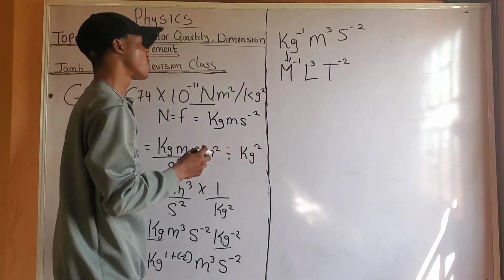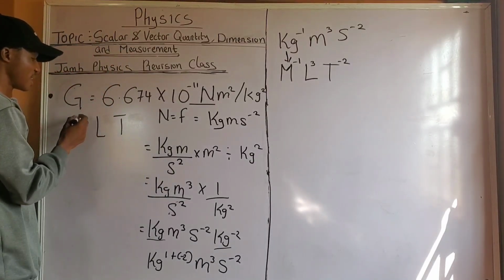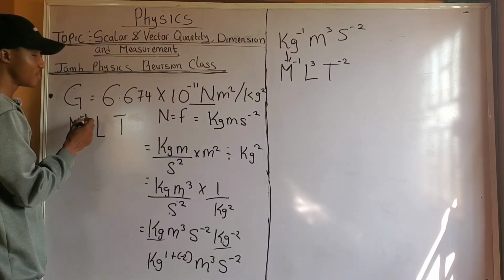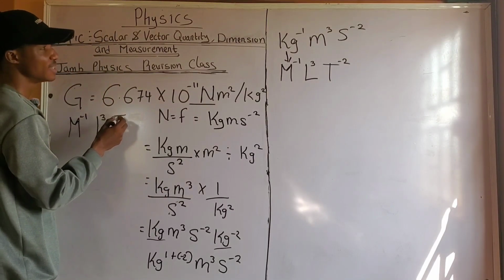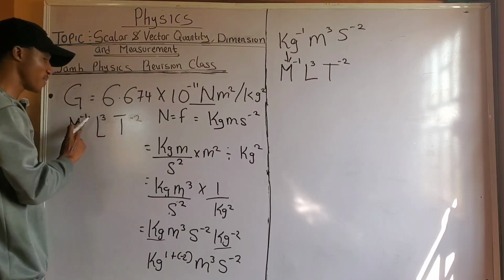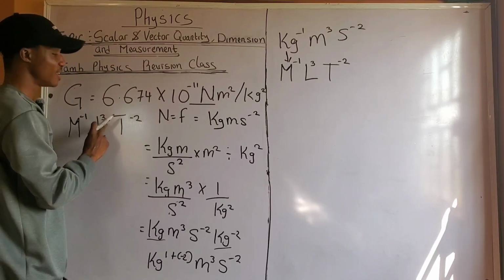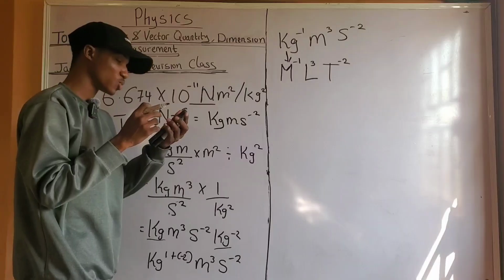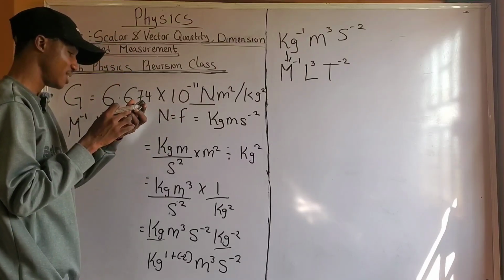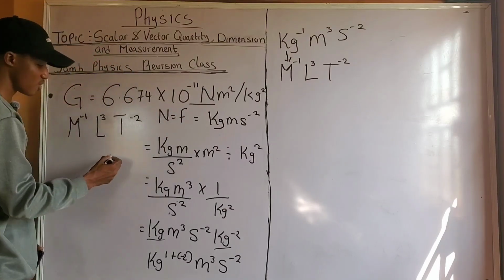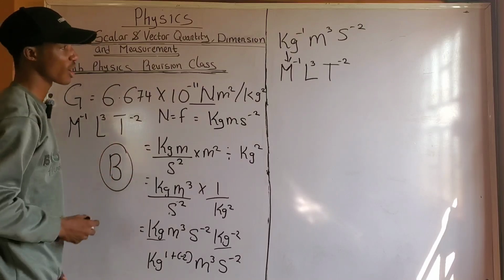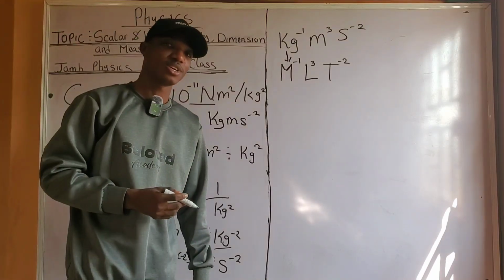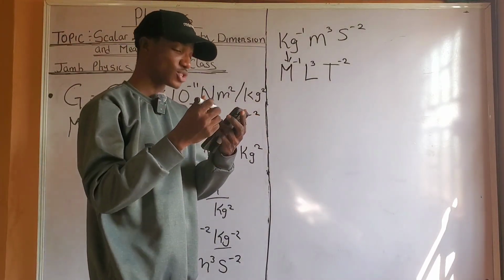So now, the value of x here will be negative 1. This one will be 3. And T will be what? Negative 2. The value of x is negative 1, y is 3 and z is negative 2. So the correct option is option B. Option B is correct. Option B is the correct option. Do you understand? Okay, so let us look at the next question.